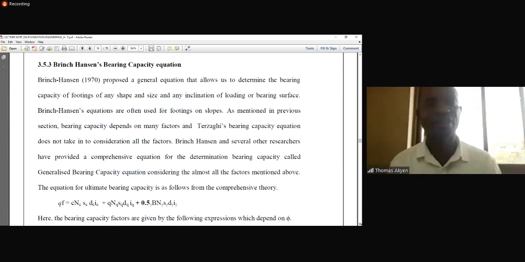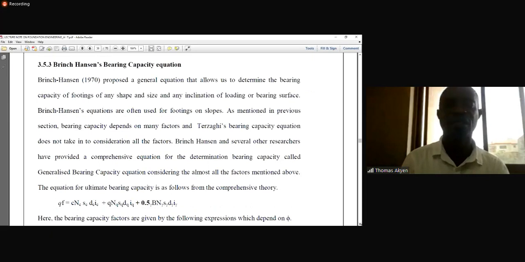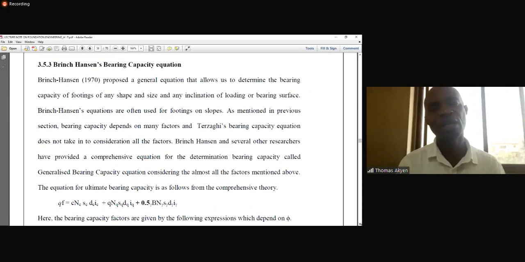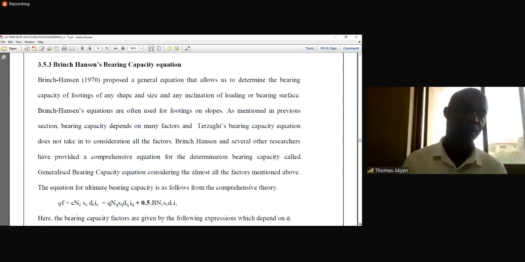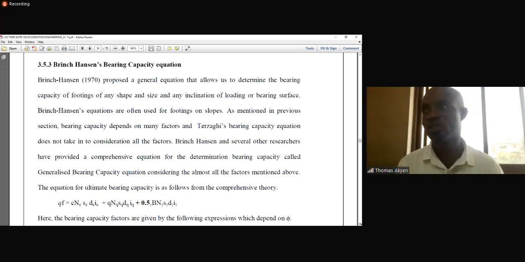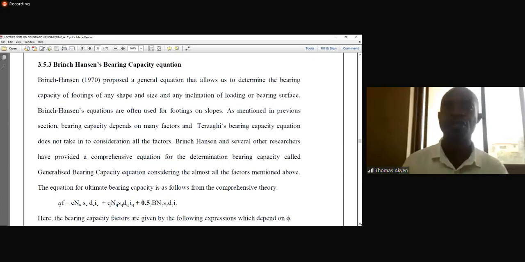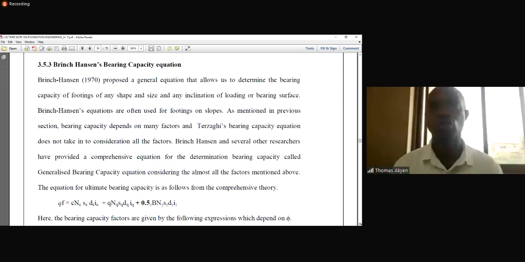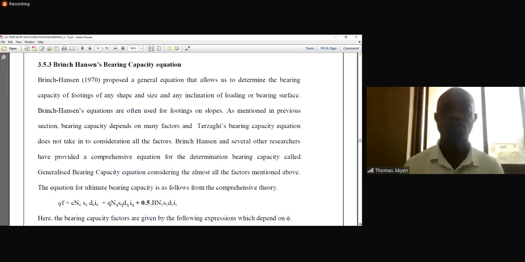Brinch Hansen 1970 also proposed a general equation that allows us to determine the bearing capacity of footings of any shape and size and at any inclination of loading or of the bearing surface. Brinch Hansen's equations are often used for footings on slope. As mentioned, the Brinch Hansen equation was normally designed for foundations that are to be constructed on slope.